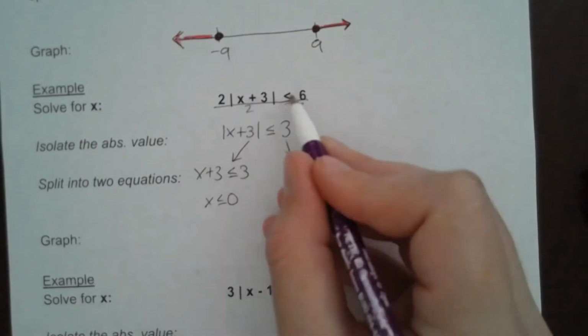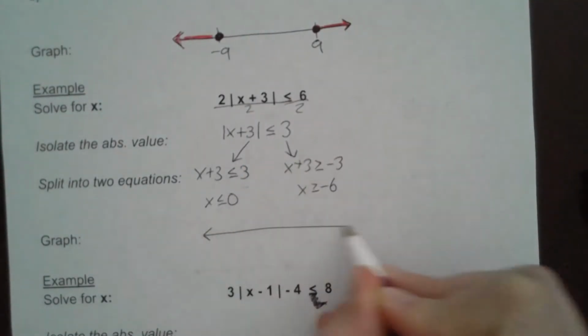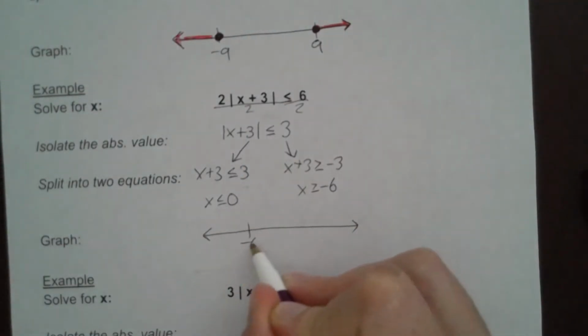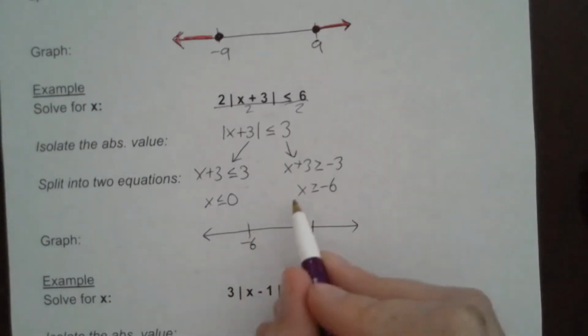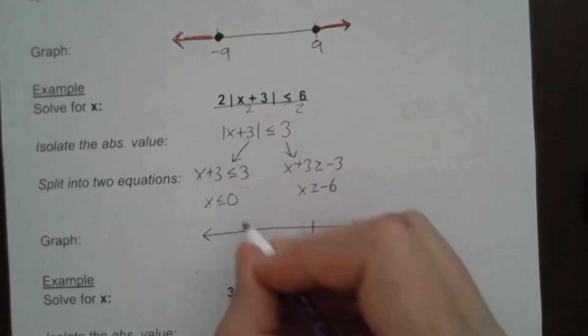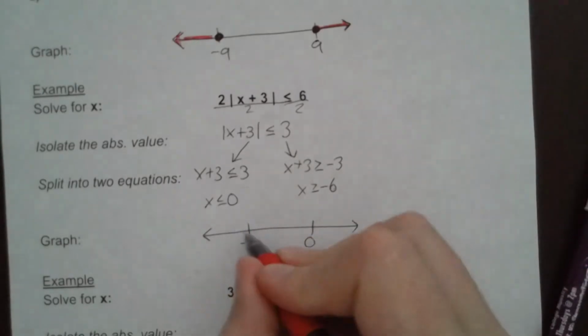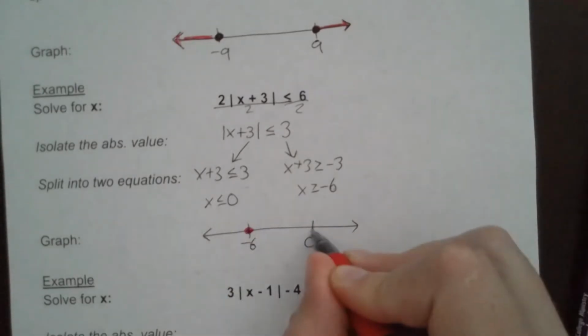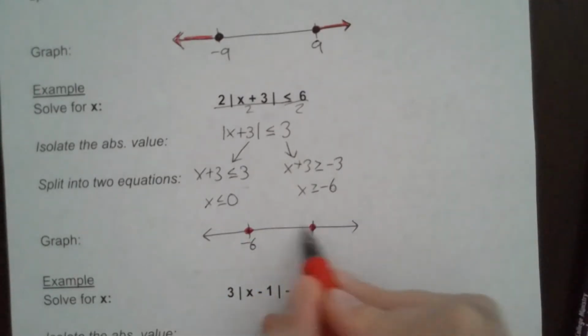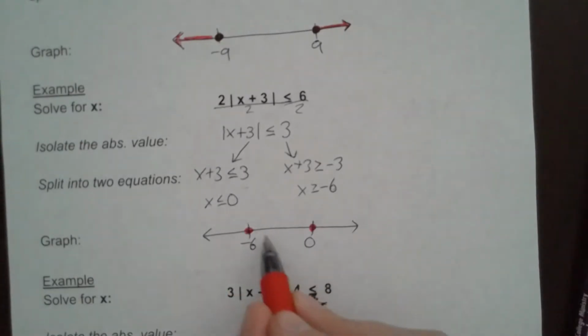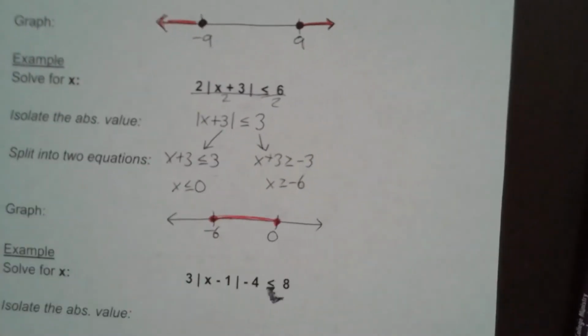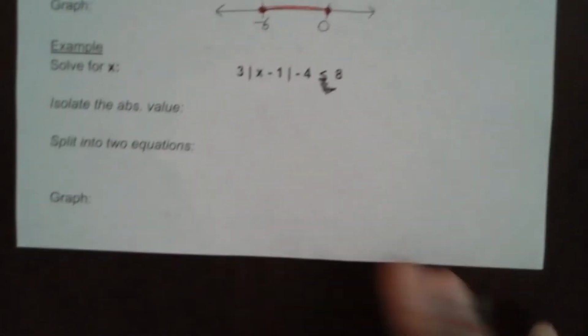Alright, so we had our distance less than this time, so we know when we graph we are going to be going inwards. We're going to have x's between -6 and 0. We have closed dots. And we're less than 0 and greater than -6, so we're right in the middle there. Looking good. We got one more example.